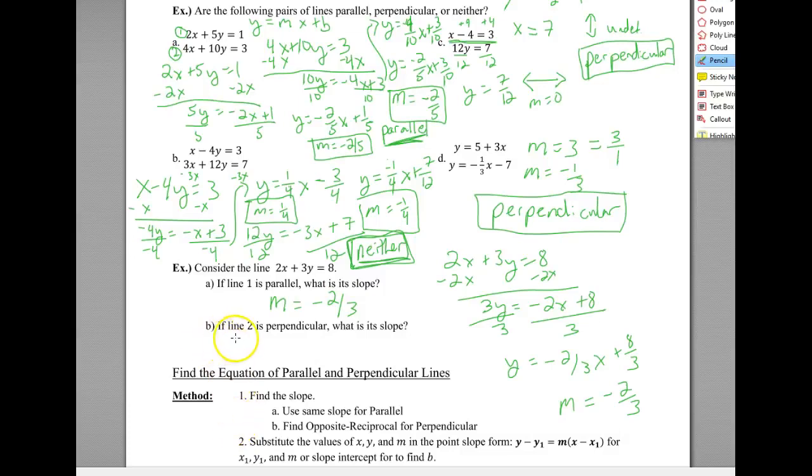Part B says if the line is perpendicular, what is its slope? So same thing, it's the same line that we started with. We want to find a slope that would be perpendicular to this slope. So I need to take the opposite. This was a negative 2/3. My slope is going to be positive to be a perpendicular slope. This is 2/3. The reciprocal of that would be 3/2. Opposite reciprocals, opposite signs, reciprocal. Flip the numerator and denominator.